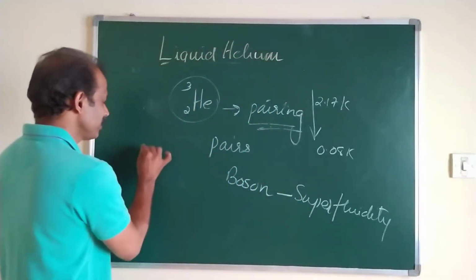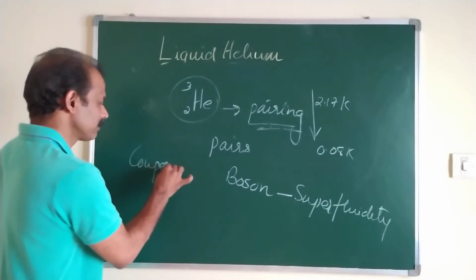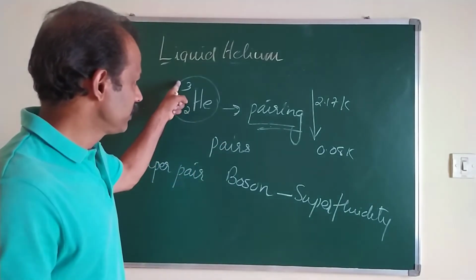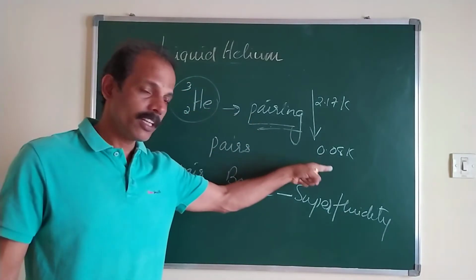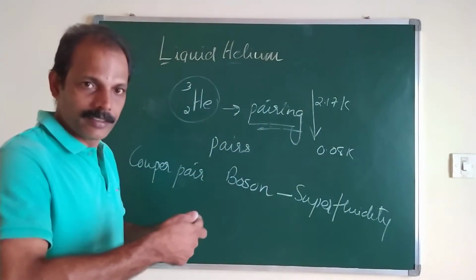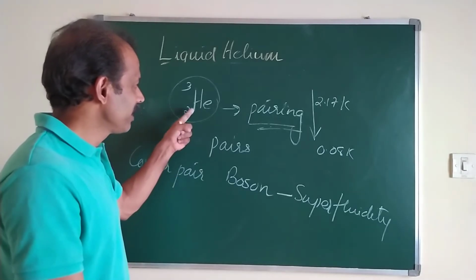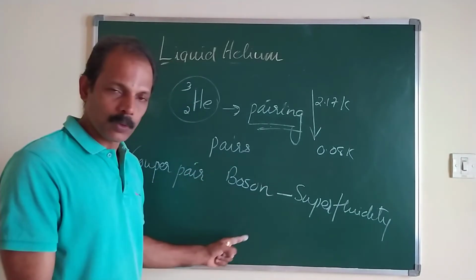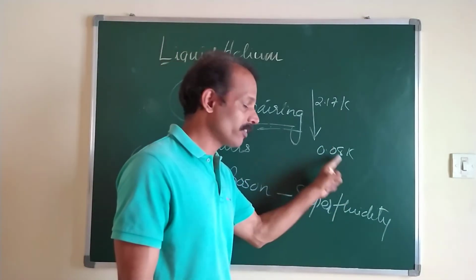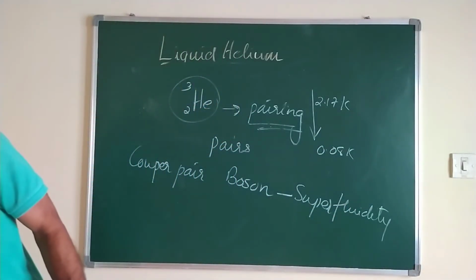And the pair is known as a Cooper pair. It is the Cooper pair, the pair obtained at very low temperature. That is, two atoms pair, exist as a pair and behave like a boson. And that pair is known as a Cooper pair. So it shows superfluidity at very low temperature.